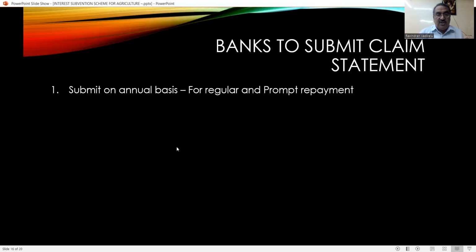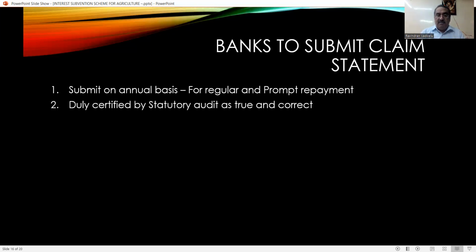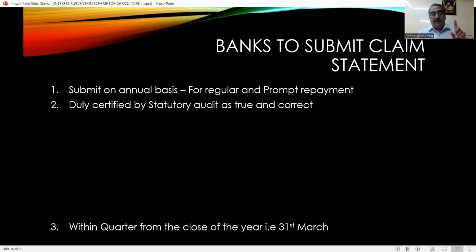They have to submit the following statement on an annual basis, and for regular and prompt repayment also, they have to submit a separate form, duly certified by the statutory auditor as true and correct. So you may be the statutory auditor as a branch auditor or even a central statutory auditor. You may be asked to duly sign those claim forms as true and correct.